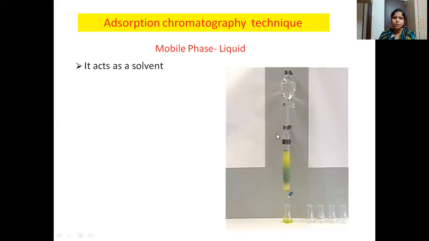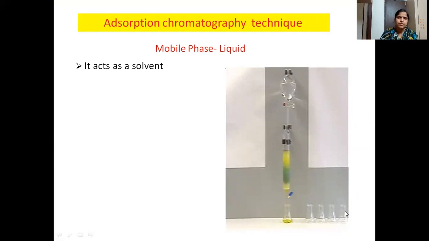So this is the picture how it looks in the lab. This is the column here which is made up of glass, and then this is the dropping funnel where the solvent is loaded, that is the liquid mobile phase is being loaded, and from this dropping funnel the mobile phase is drawn into this column. This column has a stopcock at the bottom where you can turn it off or on, and all the eluting components which are coming from this column will be collected in separate beakers or conical flasks.